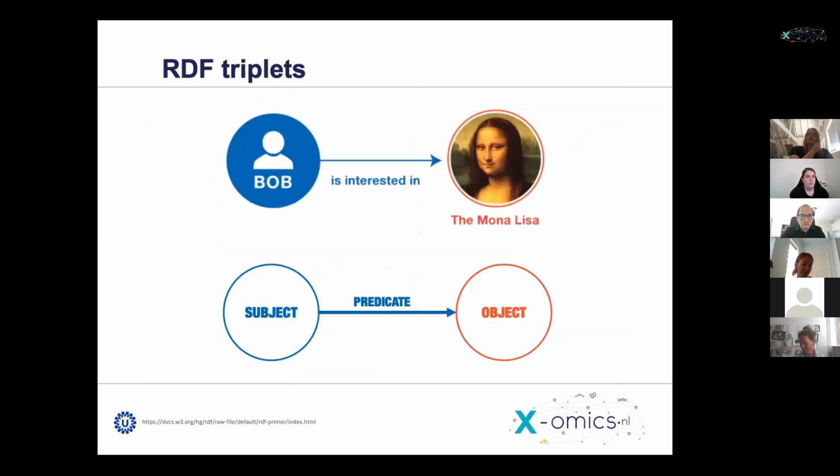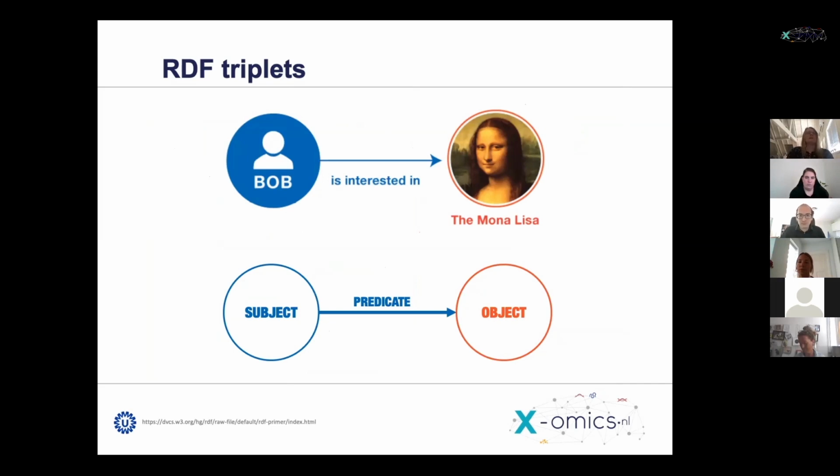Looking more closely at these triplets. RDF triplets have a specific syntax. They consist of 3 parts: a subject, a predicate, and an object. The subject always points to the object, and in this example, Bob is the subject, is interested in is the predicate, and the Mona Lisa is the object.